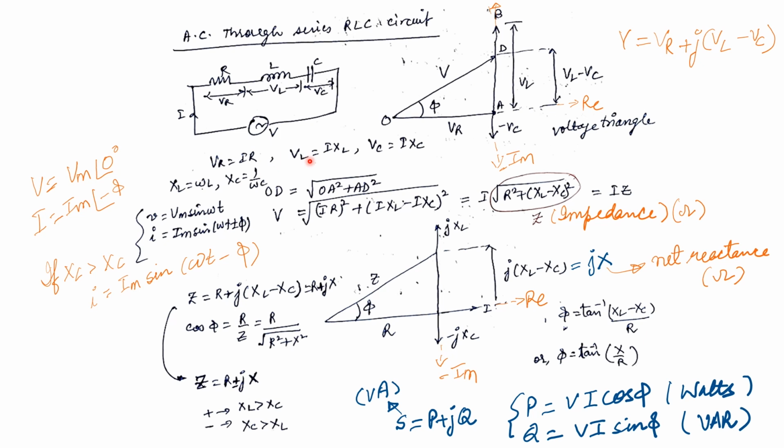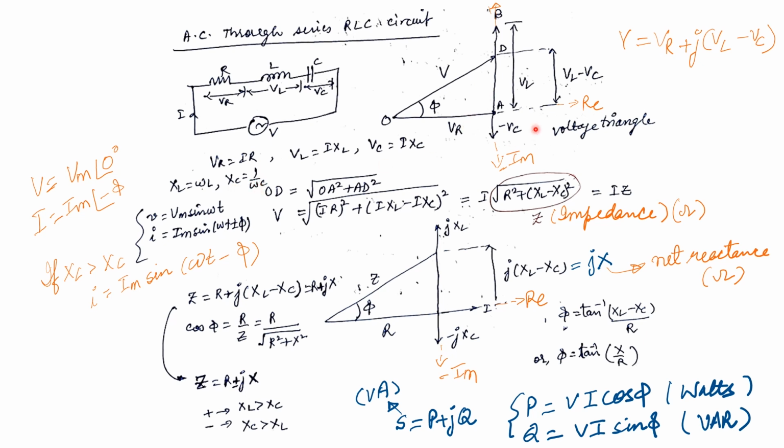VL is the voltage drop across L and it's given as I XL, and it is leading I by pi by 2. VC is I XC, that is the voltage drop across C, and it is lagging I by pi by 2. Here XL is omega L, which can be written as j omega L, that is jXL, and XC is 1 upon omega C, which can be written as minus jXC or minus j upon omega C.